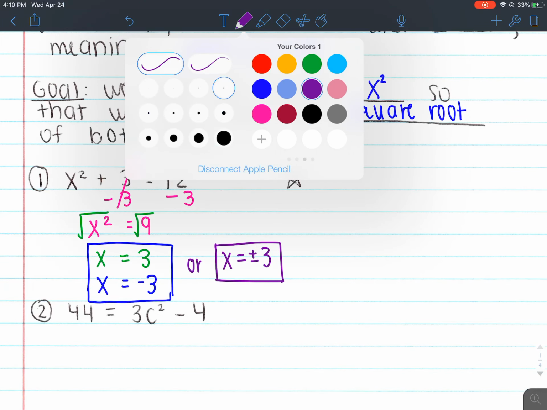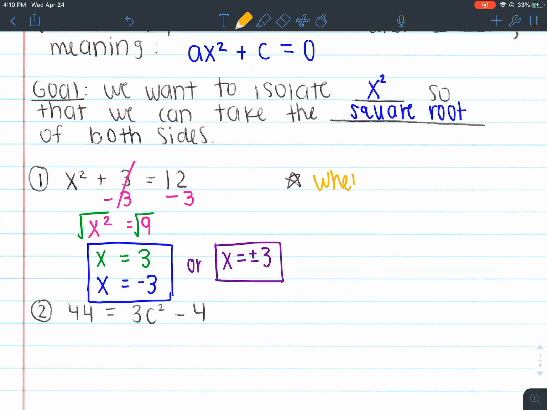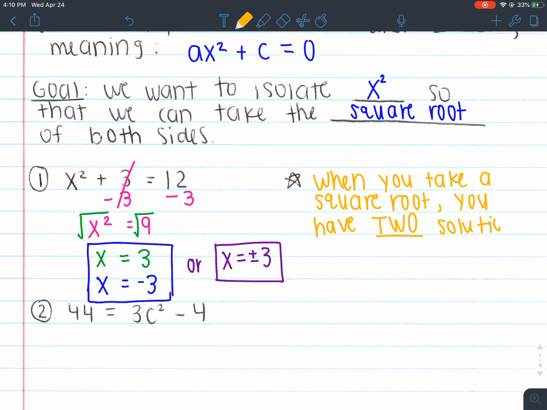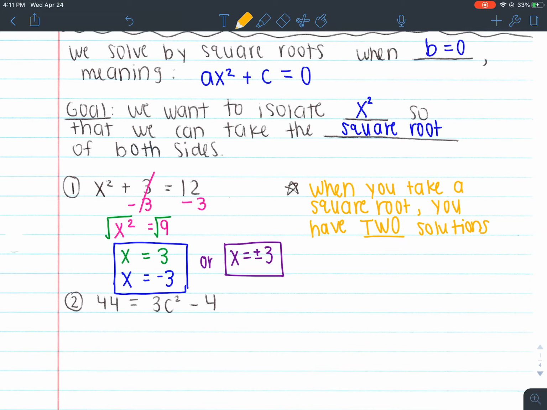So this star here is to make an important note. When you take a square root, how many solutions do you have? If I square root 9, how many solutions did I get? You have 2. So you're always going to have 2 solutions, and that's mostly because you don't have a b term. You're either going to have 2 solutions or no solution. You can't have 1 solution in this case.